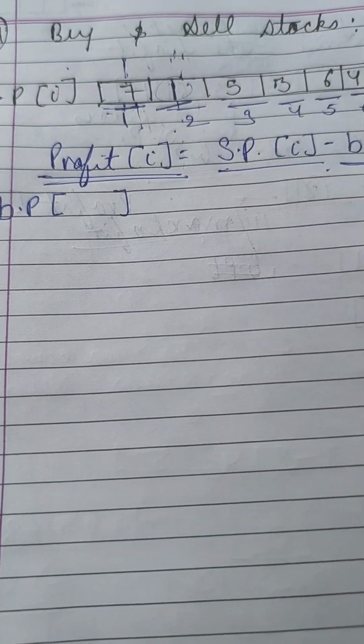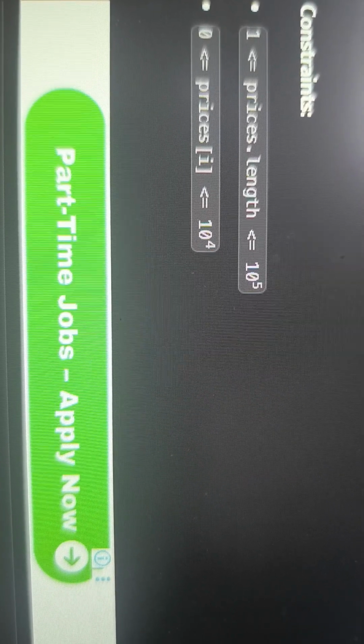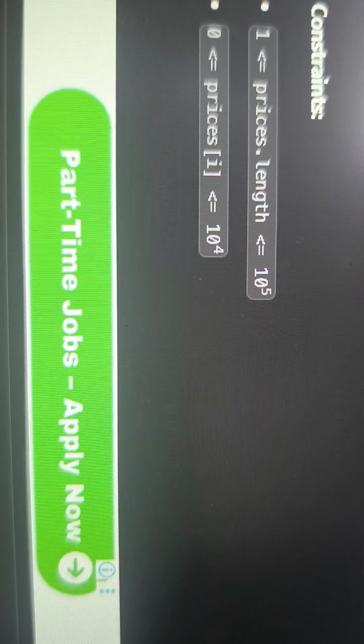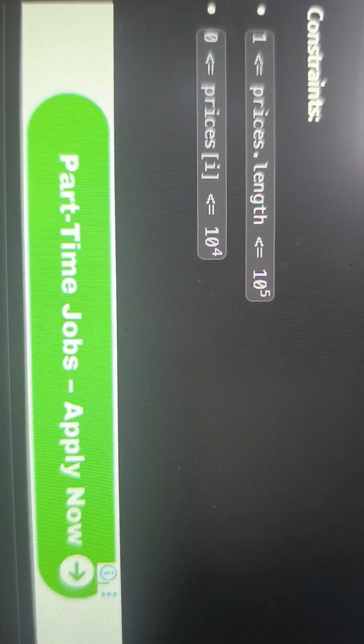You would notice here, let me open the question. What are you noticing? The constraint is given over here that the price length should be this, right? So you have to take the size of the array of the buying price according to the given constraint. Okay.